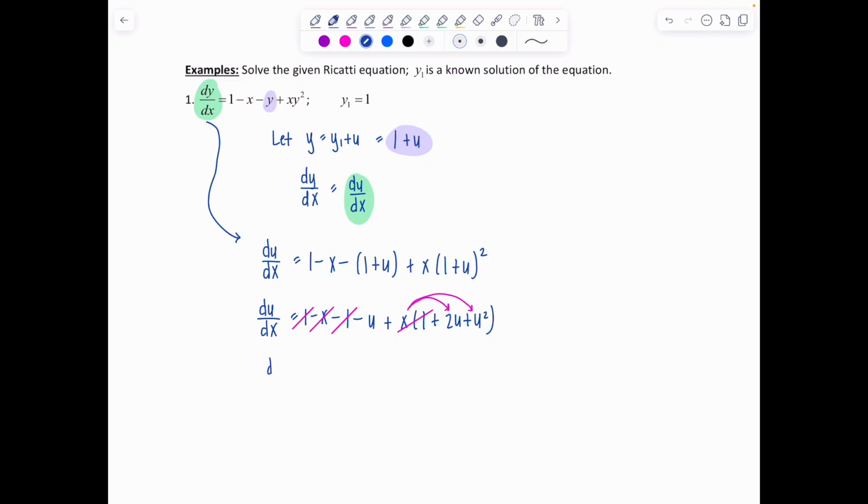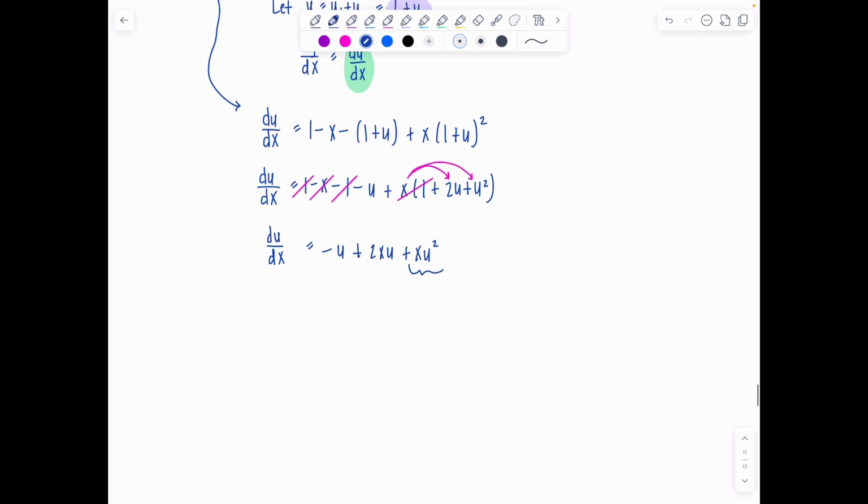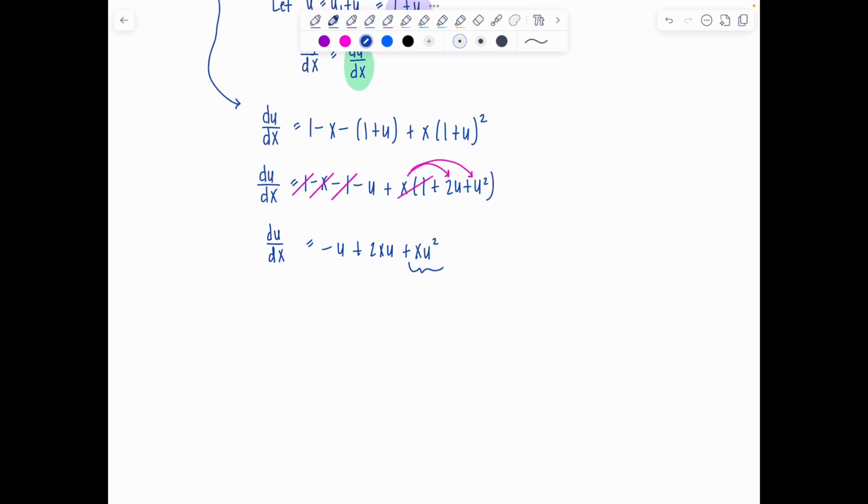I have du/dx equals negative u plus 2xu plus xu squared. So that term's going to stay on the right-hand side. Everybody else has u to the first in it, so move it to the left, and we'll factor out that u to the first. So du/dx plus u minus 2xu equals xu squared. And then boom, finally we can see this is a Bernoulli equation. So du/dx plus u times 1 minus 2x equals xu squared.